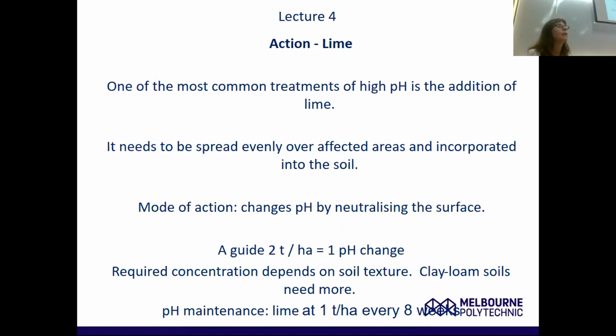Years, normally. To change something from 5.5 to get it up towards 7 is usually a 4-year plan of at least 2 to 3 applications per year. And not only do you have to think about that, but you have to think about when you're applying it. So if you apply it in the middle of the summer and it's quite lightweight and you get winds through, what's going to happen?